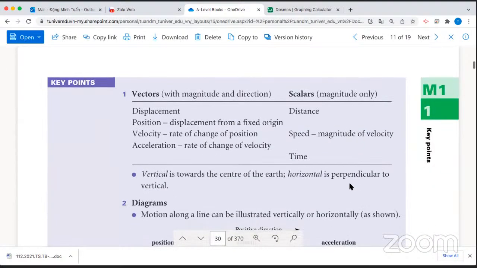So for today, we brief now. Key point: we understand well the vector, right? The vector has magnitude and direction, for example displacement, position, velocity, and acceleration. And we also study scalars. For scalars we care about the magnitude only, for example distance. A scalar means only the magnitude, without direction.